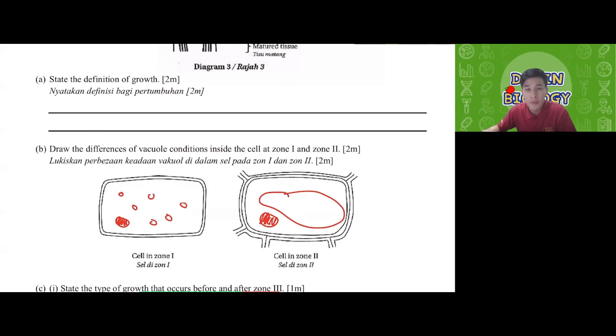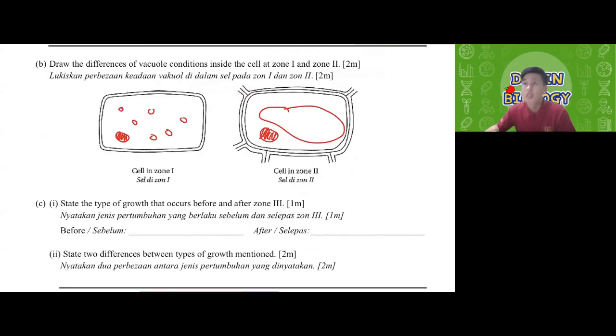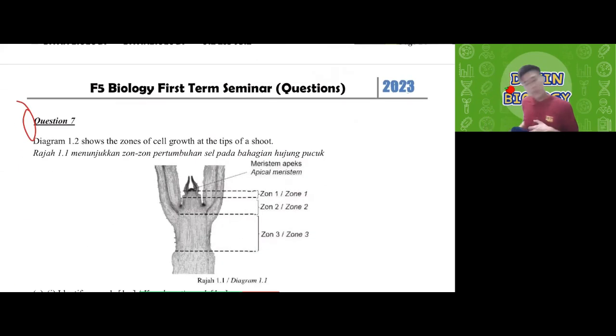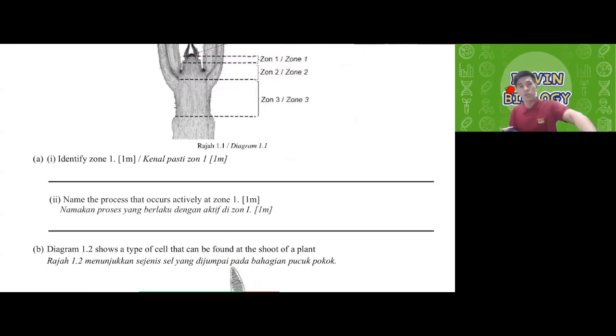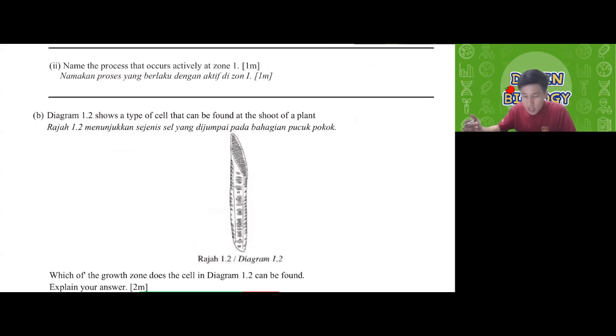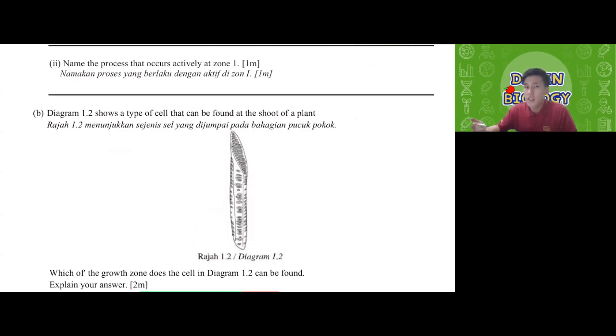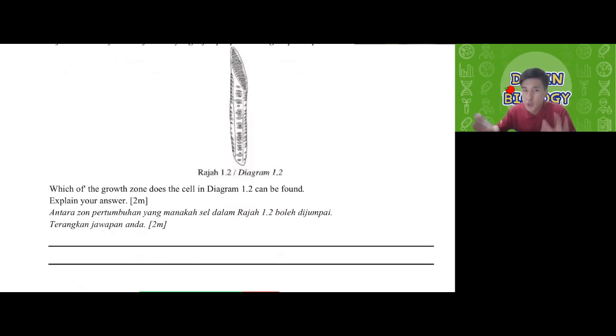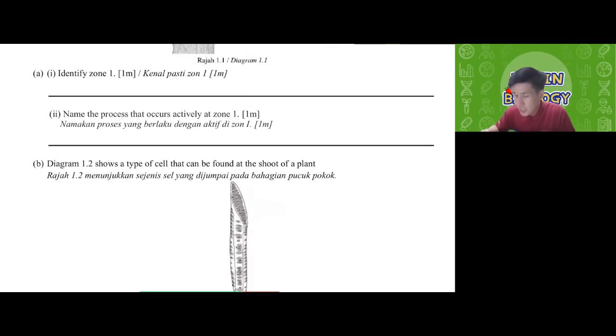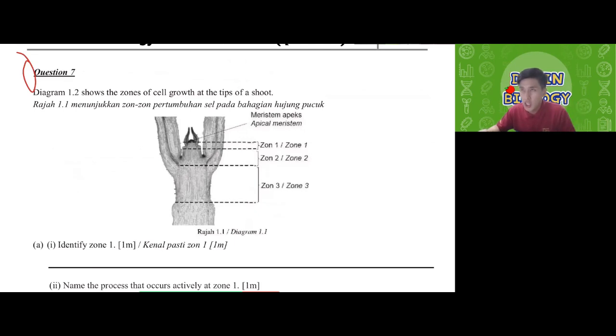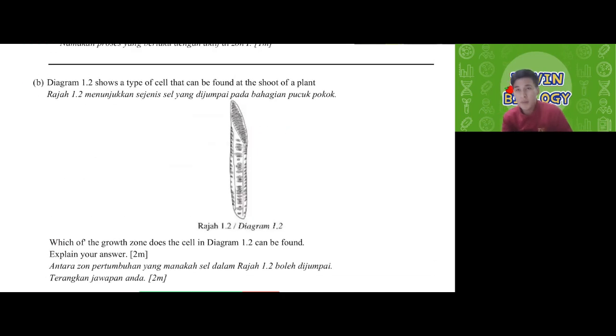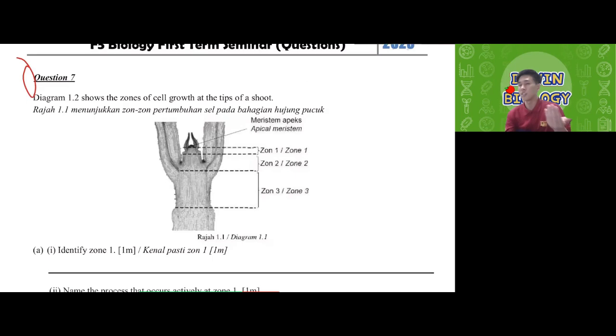Okay, let me try one more. Question 7, you draw this first. Do we need to label? This one we don't need to. They didn't ask us to label. Unless they say draw and label, then yes. Usually only when the question asks to label do we need to label. Then this one, A, you do yourself, same thing. B: 1.2 is just the type of cell that can be found in the shoot of a plant. Which growth zone can the cell in 1.2 be found in? Explain your answer. Zone of cell division, elongation, or differentiation, 1, 2, 3. Which zone can this cell be found in? What do you think? It's quite simple actually. Okay, guys.